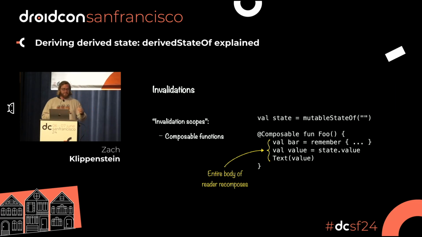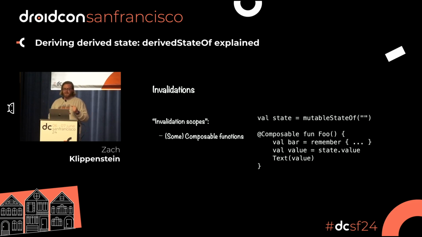And as you can see in this code here, if you read the state when you pass it to text, it's the same thing as reading it before, storing it in a variable, and then passing it. So the read compose doesn't have any way to pass that value into text without rerunning the function body that passes it through. So not all composable functions, however, are invalidation scopes.